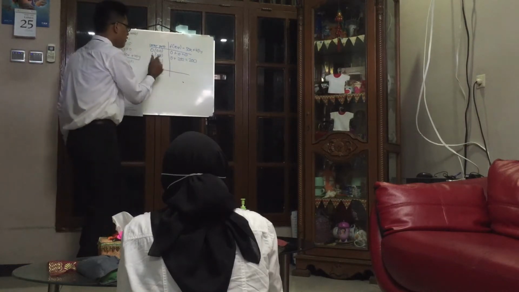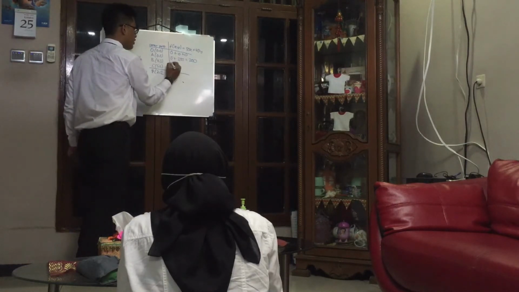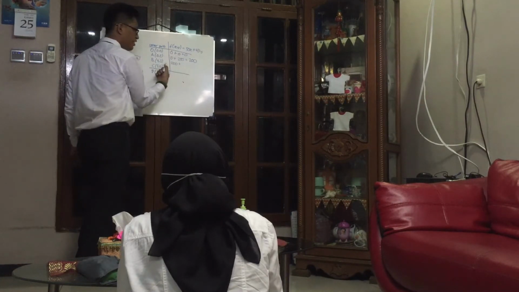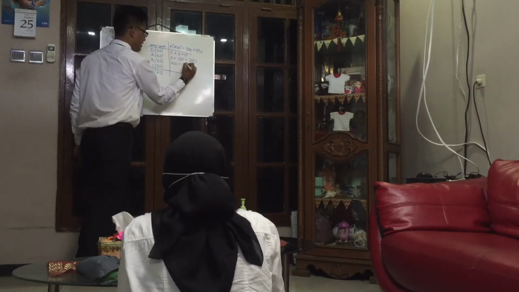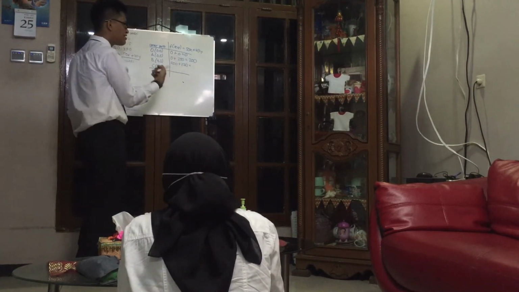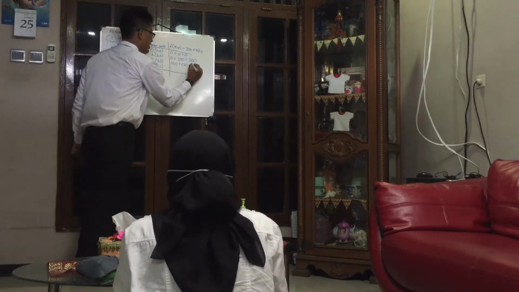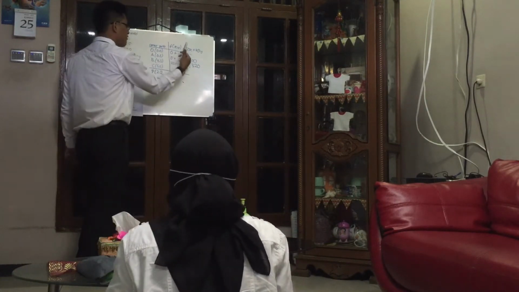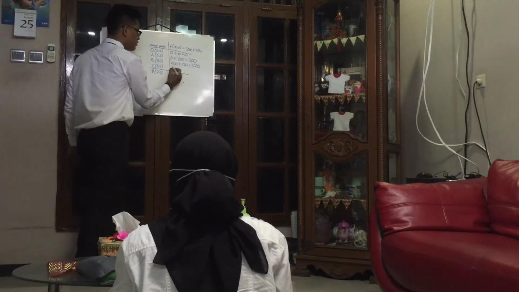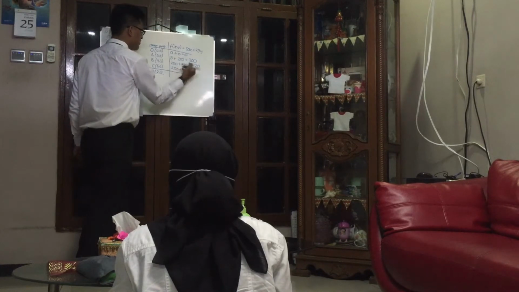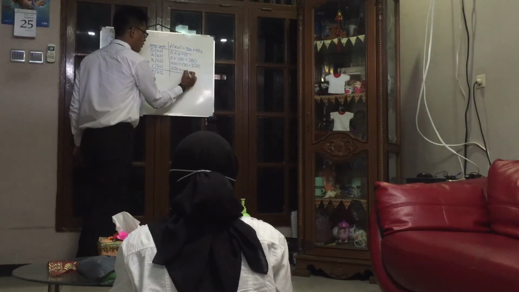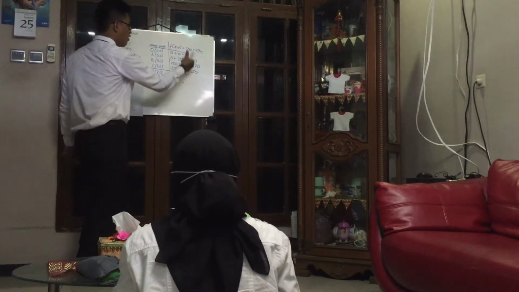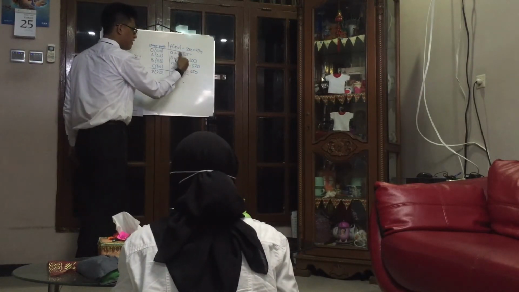For B, 50 times 4 is 200 plus 40 times 3 is 120. 200 plus 120 is 320. Right. We have point C, 50 times 5 is 250 plus 40 times 0 is 0. We have the result is 250. So for all the corner points, we have the value.